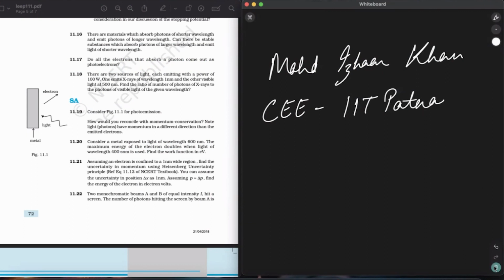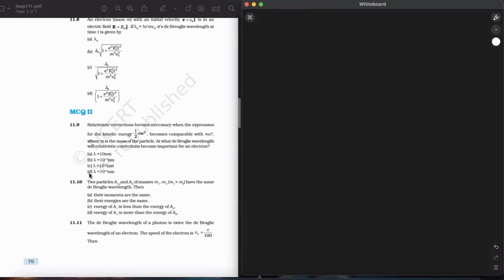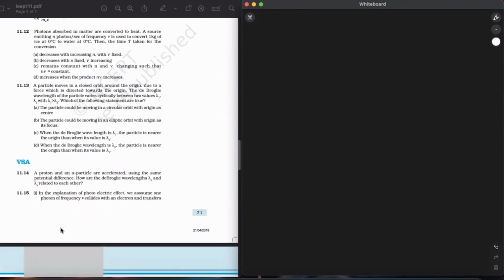Okay, so in the last session we were doing the exemplar questions of the topic dual nature of radiation and matter. Let's check. We had done question number 13 in the last class. It was the last question. Now moving onwards, today I'll start from question number 14.